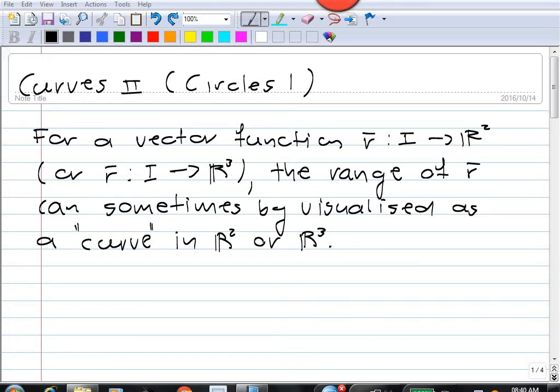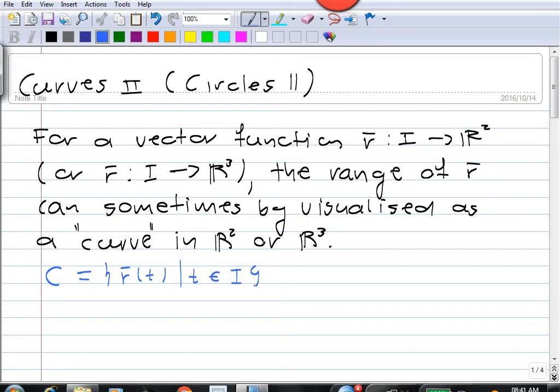Hello. In this video, I want to discuss one last example of a curve described by a vector function. Now remember that for a vector function r defined on an interval I, say with values in R2 or in R3, the range of this vector function can be interpreted as a curve in R2 or R3. Well, this is not always the case, but sometimes. Right? So the curve we're looking at is a set. It's a set of all possible values of our vector function.